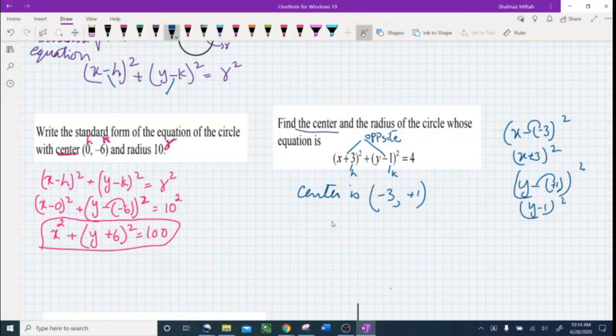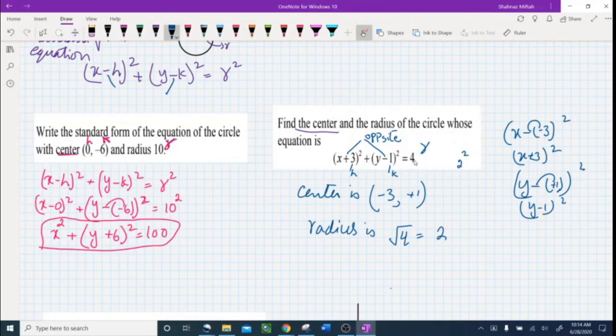Okay, then they asked for the radius of the circle whose equation is this. We know 4 is the radius squared, but this 4 has already been squared. If I want to get rid of the square, then we have to take the square root. The radius is the square root of 4, which will give me 2. So that was actually 2 squared, which turned into 4, right?